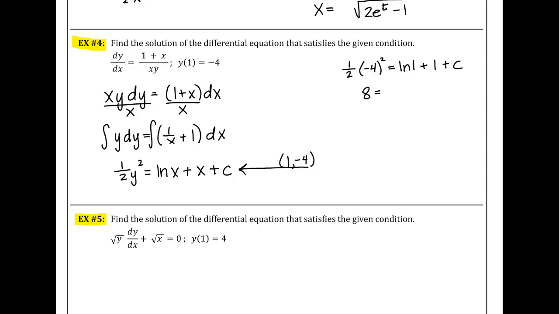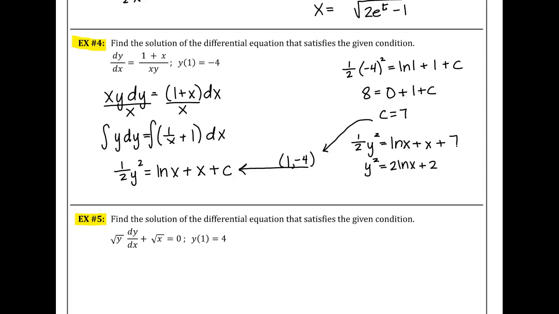Anna. Natural log of 1 is 0. You're so smart. Plus 1 plus c, so that means that c equals 7. Where do I go with that? Why the big arrow, of course. And so this is 1/2 y squared equals natural log of x plus 7. I want to get y by itself, so I'm going to multiply everything by 2. So I have 2 natural log of x plus 2x plus 14.